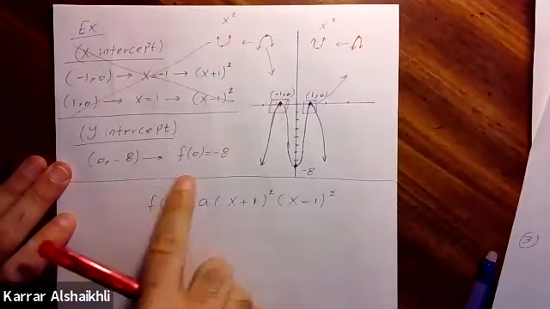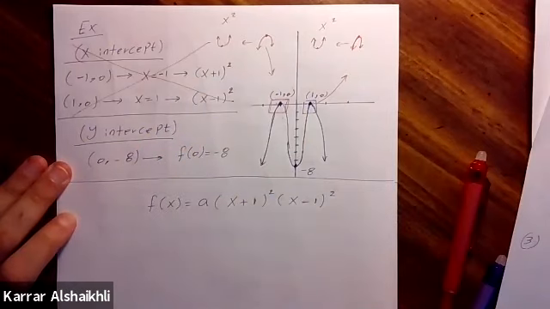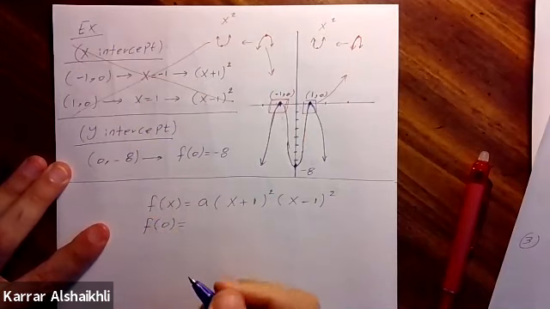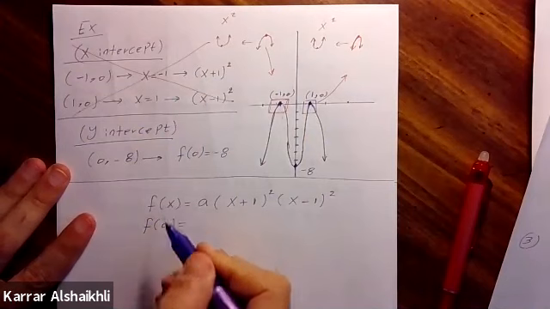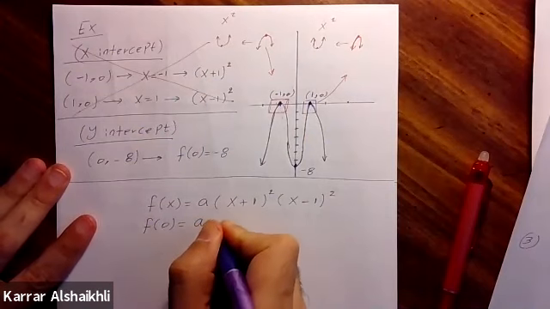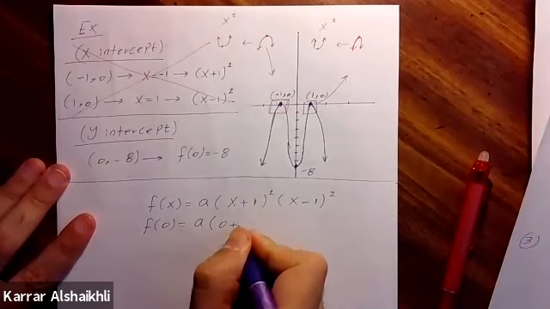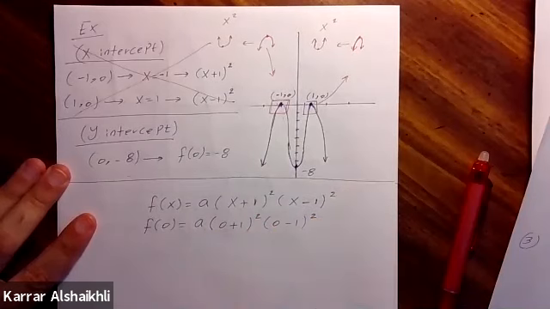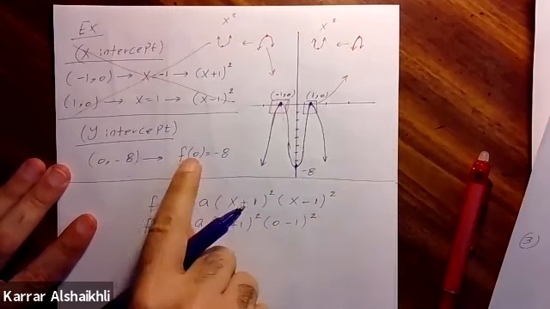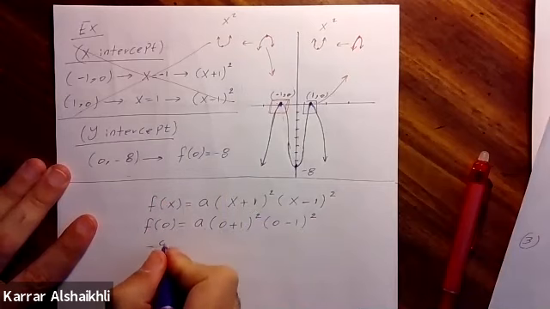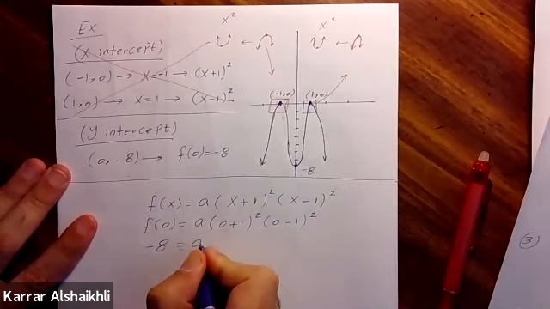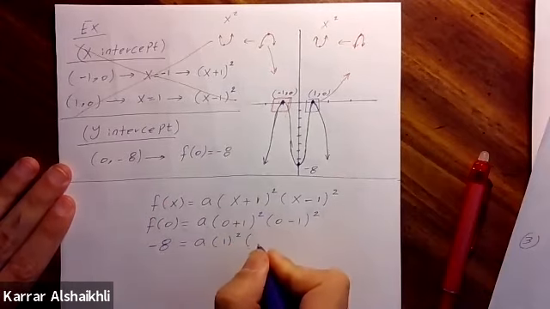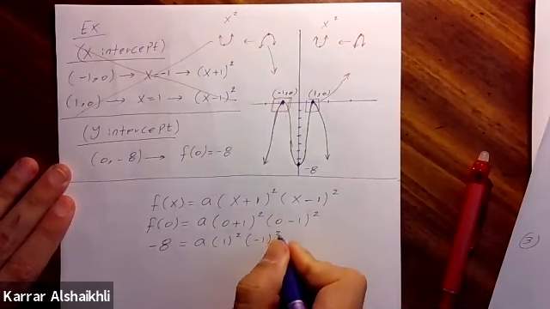Now I'm going to use the y-intercept. It says f of 0 equals negative 8. I'm going to plug in 0 instead of each x. So it's going to be a times 0 plus 1 squared times 0 minus 1 squared. Now f of 0 equals negative 8, so I'm going to write negative 8 here, and here is a. 0 plus 1 is 1 squared, and 0 minus 1 is negative 1 squared.